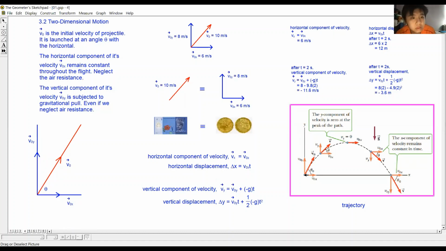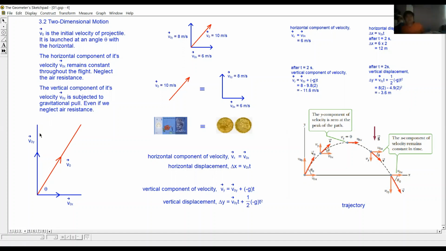If you are going to throw a shot put, let's say for example, you are going to throw it at an angle with the horizontal. So the angle with the horizontal is theta degrees. And at the starting point there, the velocity is v naught. So I enlarge this starting point here on this side.